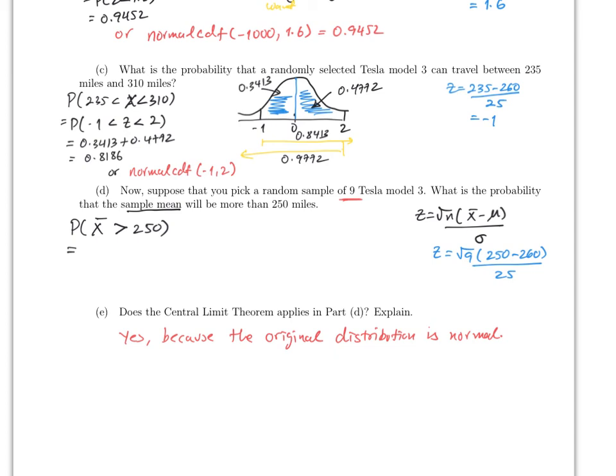All right, so this 250 minus 260, that's minus 10, right? So minus 10 times 3, that's minus 30. So it's minus 30 divided by 25. So what is that? 30 divided by 25? Negative 1.2. It's negative because 250 minus 260 is negative 10, right? That's where the negative comes from.